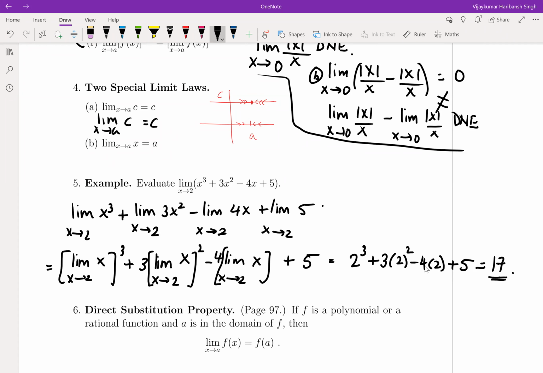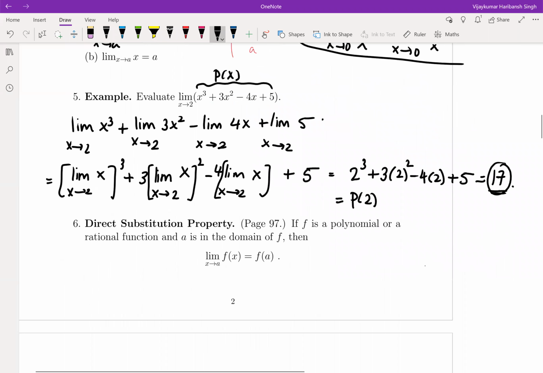However, the final answer is not that important. You should note the following. If you look at this function, this is a polynomial function, right? And when you took the limit, it was as if you substituted 2 in it, yeah? So you are able to substitute 2 to get the value of the limit.